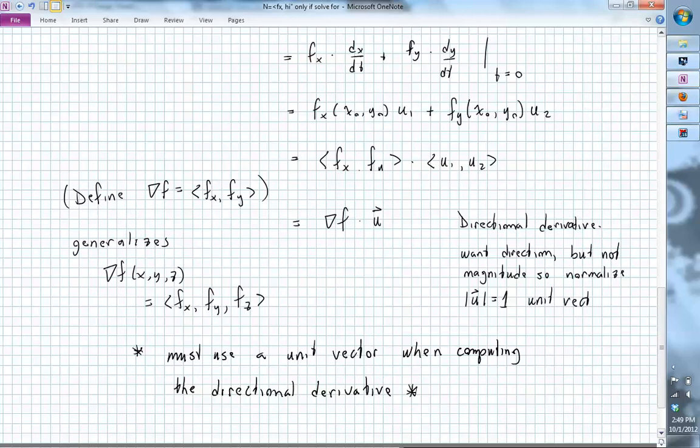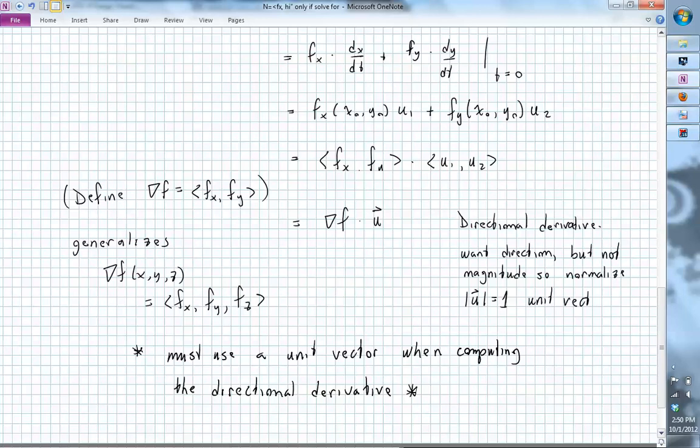You have to use a unit vector. Why? There are reasons later that we'll talk about, but it mostly has to do with the fact that if you leave the magnitude in there, it's going to mess up the rate of change. It's not going to give you the right rate of change when you do the directional derivative. That magnitude is going to interfere with this value that we're interested in. And so you take it out.